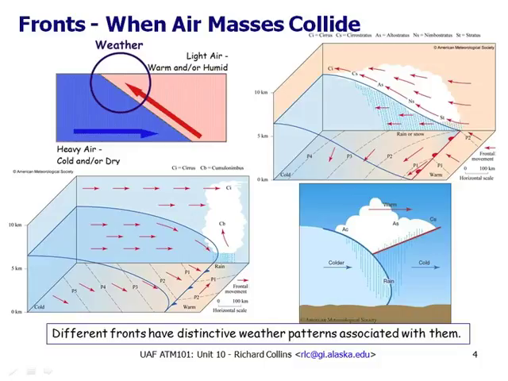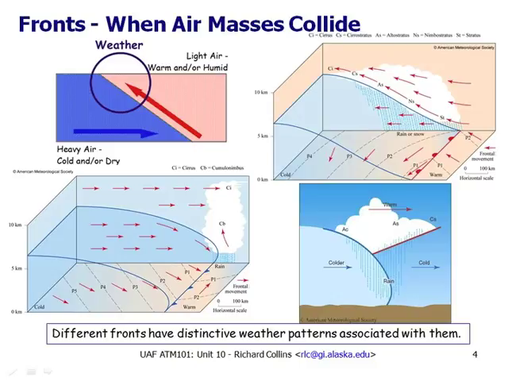In either case, you're getting vertical motion. The warm, less dense air is pushed upward. If it's more humid, remember warm air holds more moisture than cold air, you're going to get cloud development and significant weather. So when air masses collide at fronts, we get significant weather.